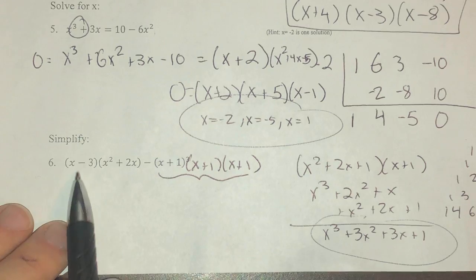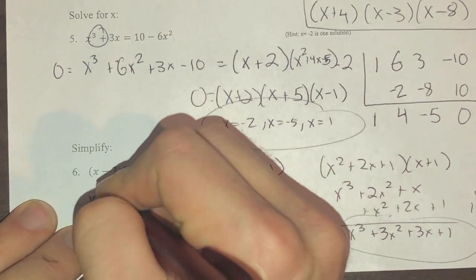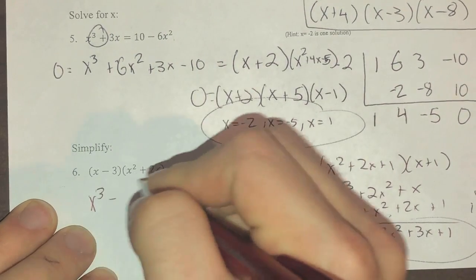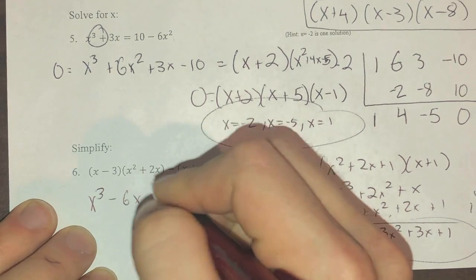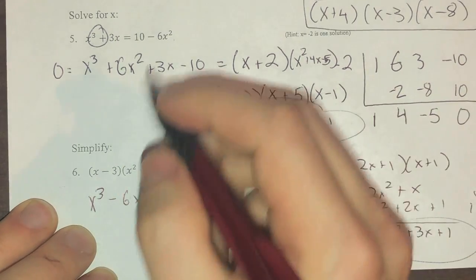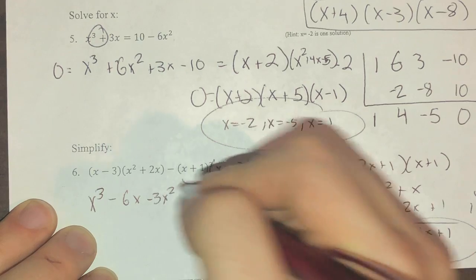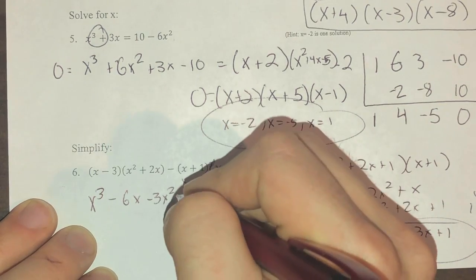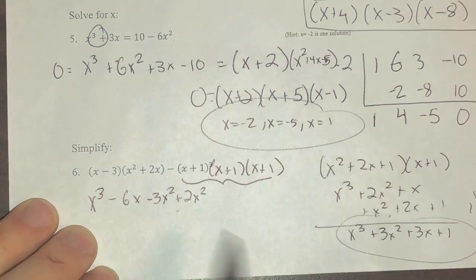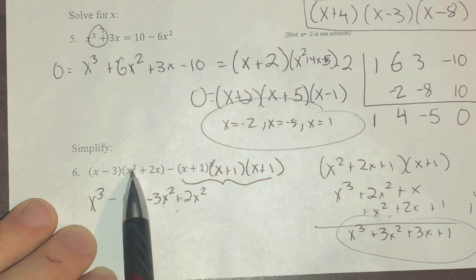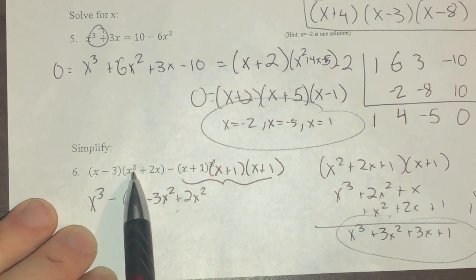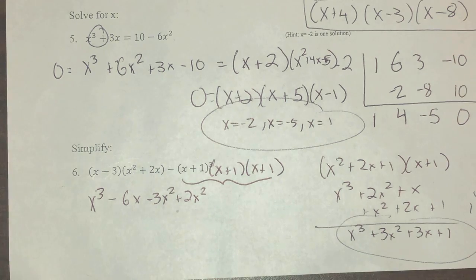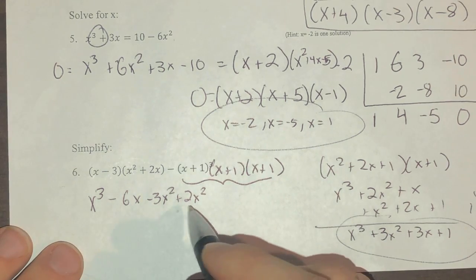Now I'll go ahead and I'll FOIL this one out. So I get x cubed, minus 6x. I guess the order doesn't matter. Minus 3x squared plus 2x squared. Let me just make sure I got that. x cubed plus 2x squared minus 3x squared minus 3x minus 6. Okay. Let's pull that in.